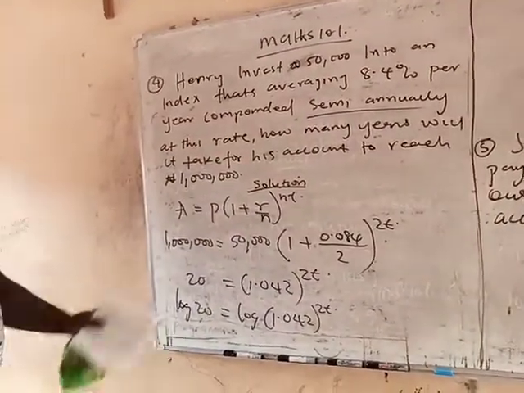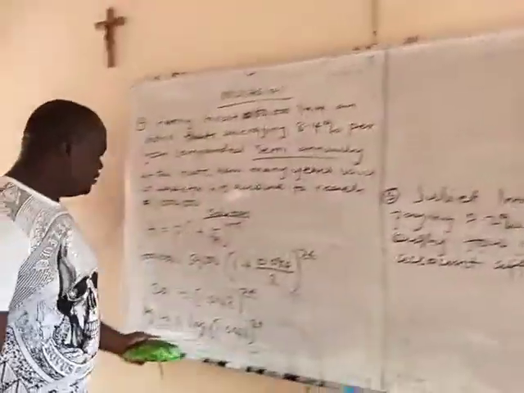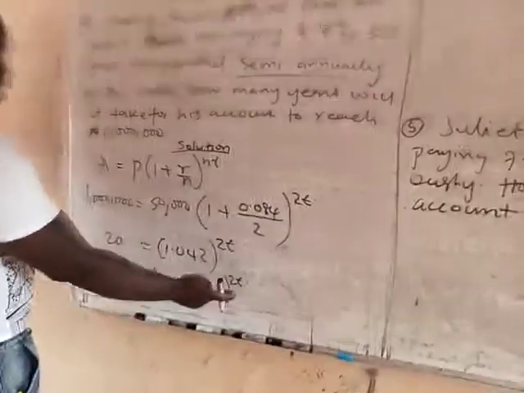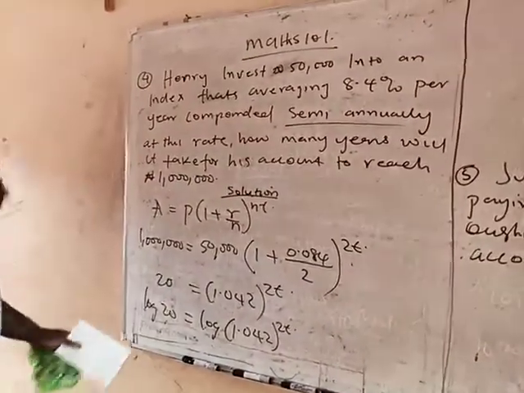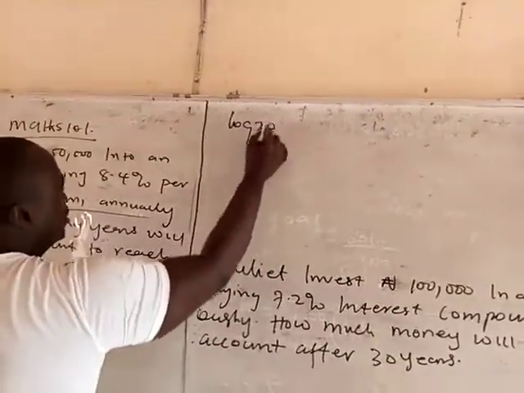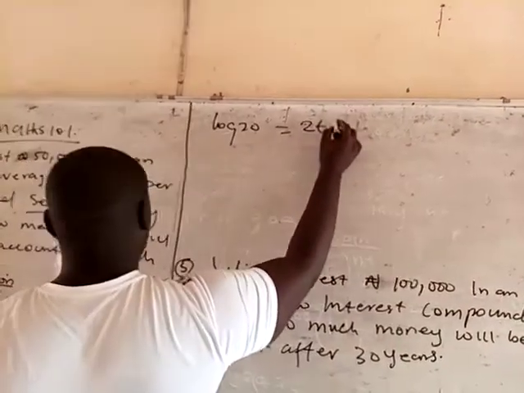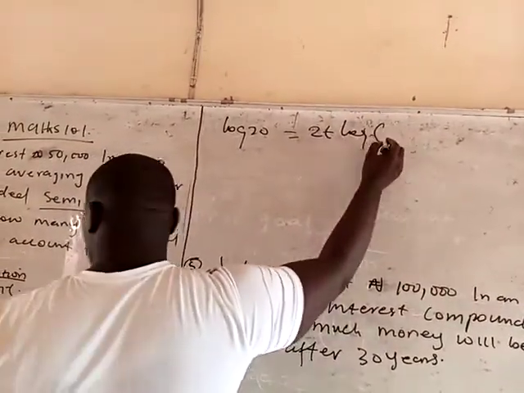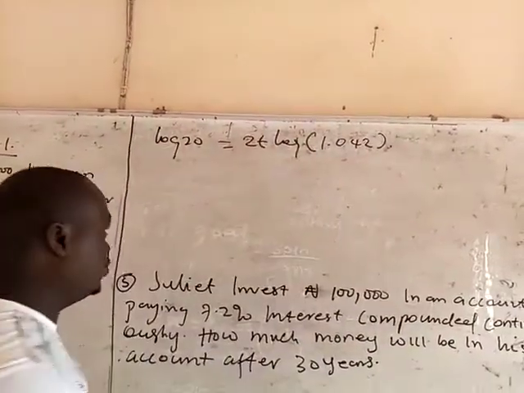So, I'm taking everything to log. Now, in log, if I take the log of both sides from here, under the theory of log, it means that my power here will come back to this side. So from here, what it means is it's going to be like what? 20 log 20 is equal to 2T log of 1.042. So that's what it means.